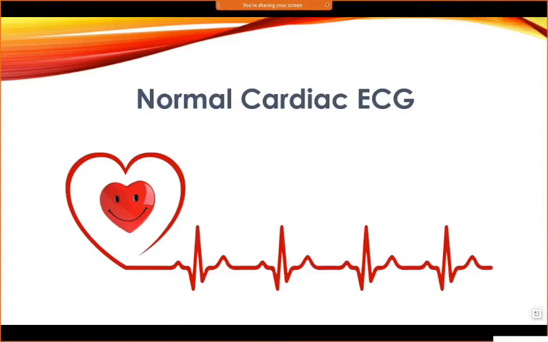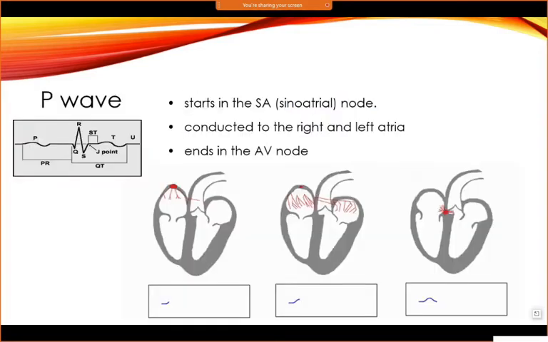Remember, we're going to talk about normal before we talk about the abnormals, which we will go into next. This is your EKG broken down very slowly. The P wave, and I put these pictures here so you can see that the P wave is electricity moving around the atriums. Okay, so our P wave is atrial electricity.